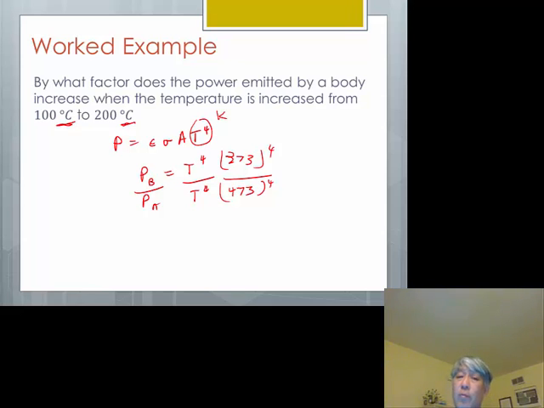So again, remember, when do you need to convert from Celsius to Kelvin? Absolute temperatures, Kelvin. Delta temperatures, Celsius.